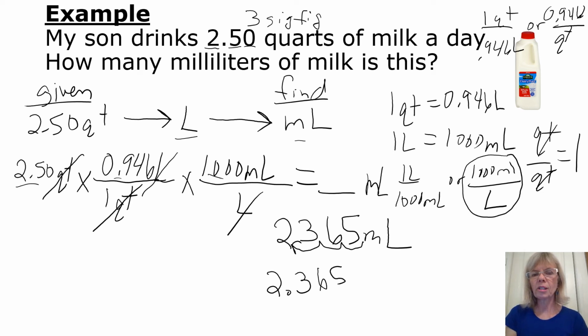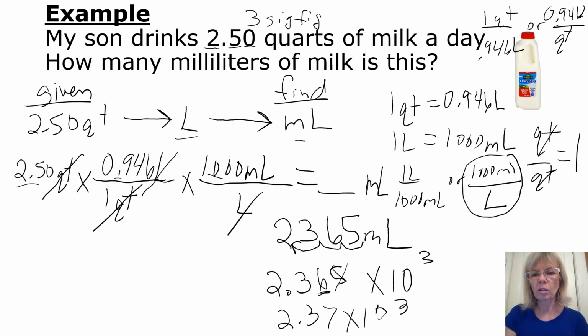I only want 3 sig figs. I'm also showing that I moved it over 3, so times 10 to the third. But what I need to do is round my number. So instead of just dropping the 5, I want to determine if I round the number if I drop it. Any number that's 5 or greater, I have to round the number next to it up 1. So this would be 2.37 times 10 to the third.